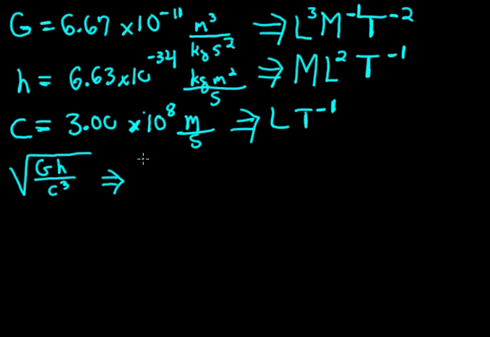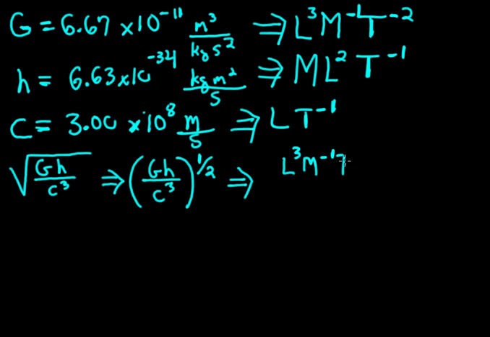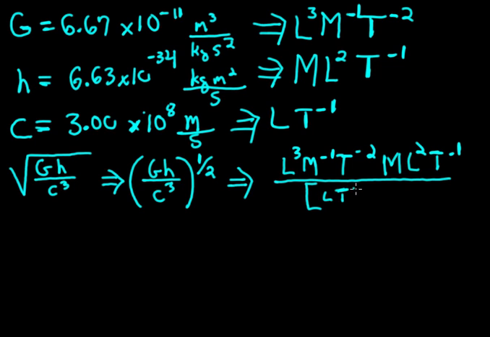We're going to transform this into G times H over C cubed to the 1/2. So 1/2 and the radical are the same thing. This just lets us use our property of exponents. And so I'm going to place in my dimensions for G, L cubed, M to the negative 1, T to the negative 2, and for H, M, L squared, T to the negative 1, all over L T to the negative 1. We don't want to forget to cube our speed of light. And we put this whole thing to the 1/2 power.